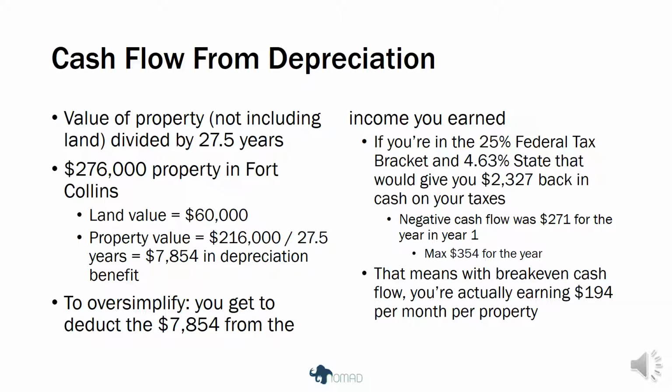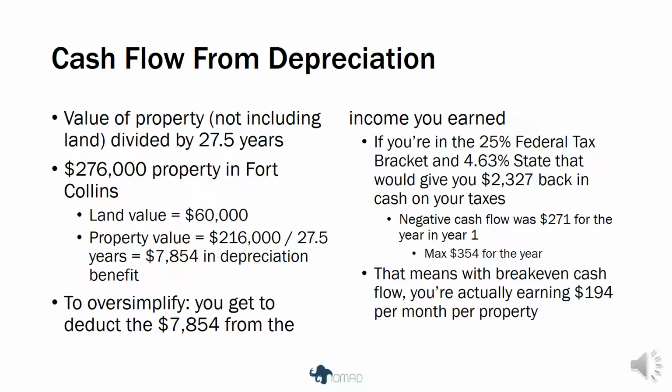It doesn't really matter. So $276,000 divided by 27 and a half years. Actually, we need to subtract the land first, so I got ahead of myself. $276,000 minus $60,000 for the value of the land means that the property value, the actual house itself, is worth $216,000. $216,000 divided by 27 and a half years equals $7,854 in depreciation benefit. So to oversimplify, you get to deduct the $7,854 from the income you earned.